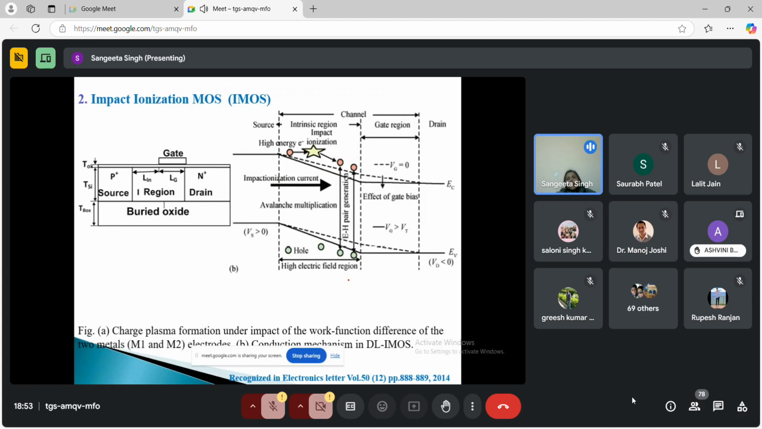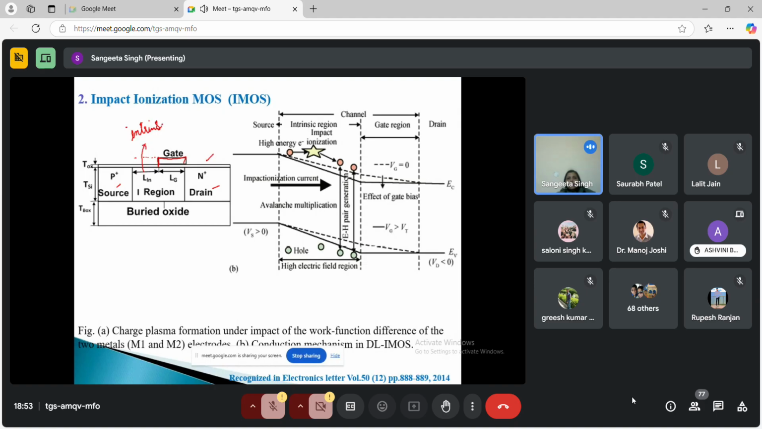Now, the second device of the series is impact ionization MOS, or IMOS. Structure-wise, TFET and IMOS are both the same. If the source is P plus, the drain is N plus. So what is the difference between the IMOS and the TFET? Please see. In TFET, the gate covered this entire area, but in IMOS, the gate is semi-overlapped. The gate is partially at the drain side and is not there at the source side. Why? Because it will give an intrinsic region.